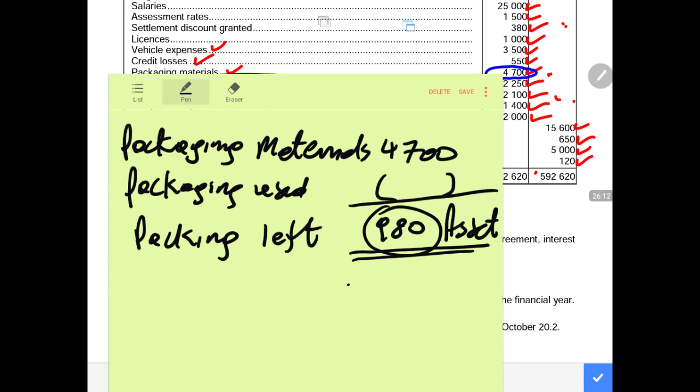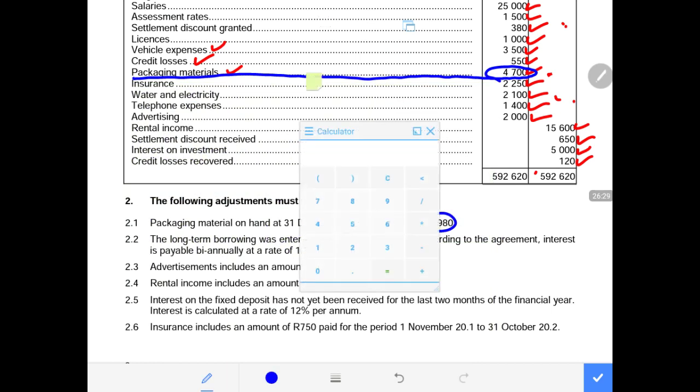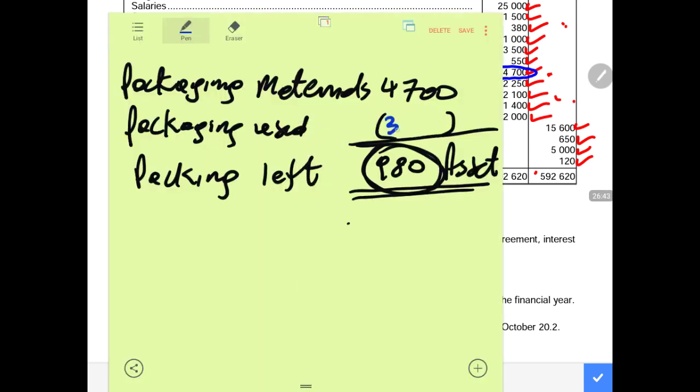And now if we had 4,700 that was bought during the year and was available to be used for packaging, and the only amount left is 980, what happened to the rest? The rest was used. So now we need to know how much packaging material was used. 4,700 minus 980 will give us 3,720. This is the material that was used.